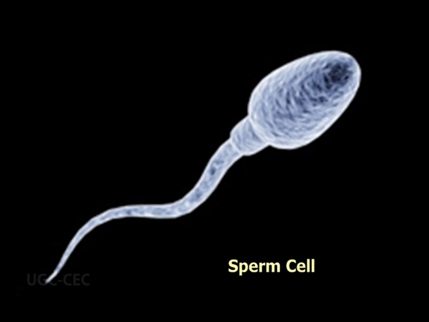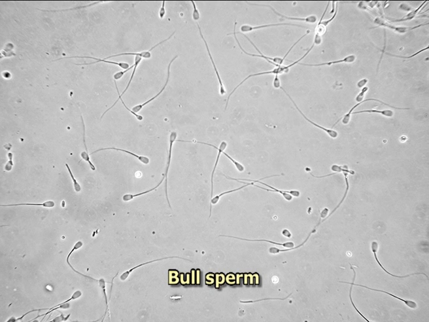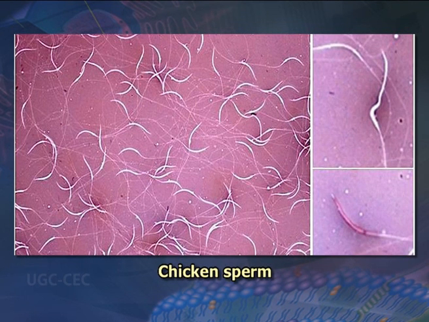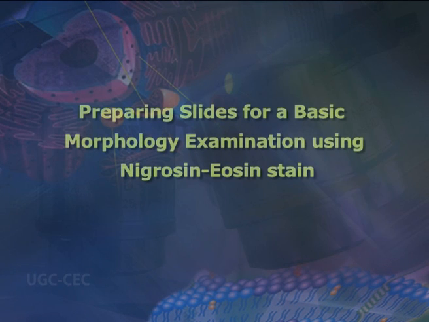Staining sperm cell. Sperm from different species vary in size and shape. Bull sperm, for example, have paddle shaped heads. Rodent sperm have hook shaped heads, and the heads of chicken sperm are spindle shaped and almost difficult to distinguish from the midpiece.